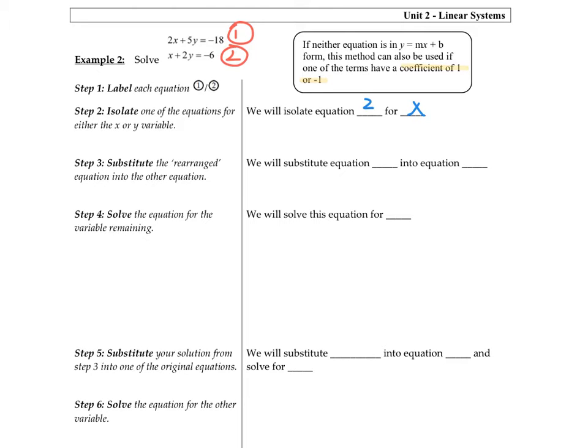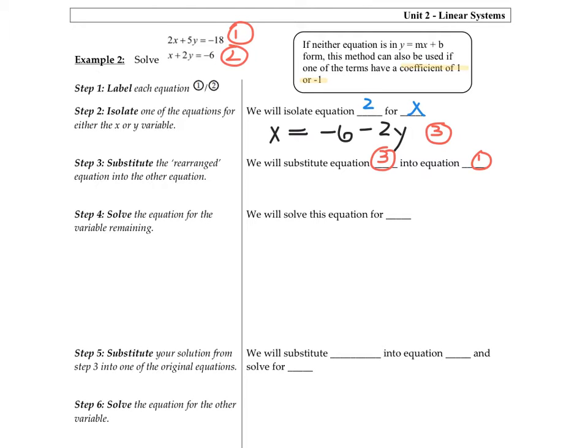So we will isolate equation number 2 for x. So what that means is I'm going to bring that 2y to the other side. So x equals -6 minus 2y. Okay, and now if you want to, you can label this equation 3. You don't have to. Okay, now we will substitute this equation number 3 into the equation we didn't use. What we did right now, we isolated from equation 2, so we can't use that again. So we're going to substitute equation 3 into equation number 1.